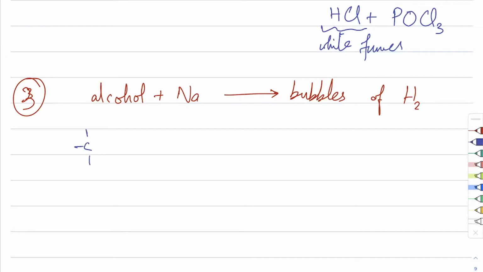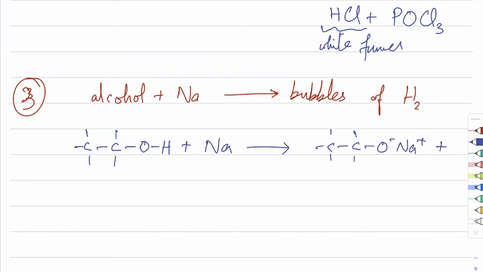So if I have ethanol, it will react with sodium to form sodium ethoxide. And we have already talked about why ethanol is a weaker acid than methanol. And this gives hydrogen gas. You can check for hydrogen gas by the pop sound test.